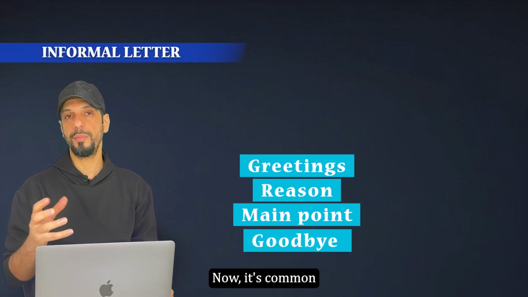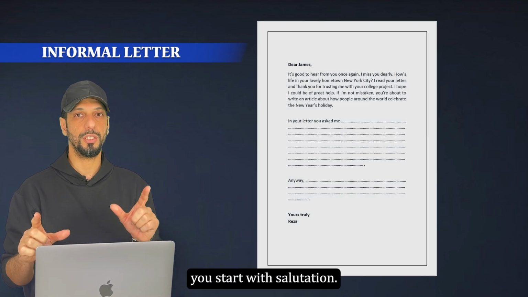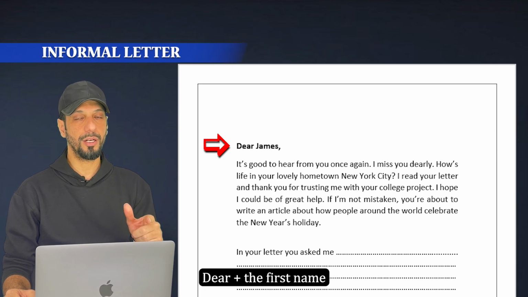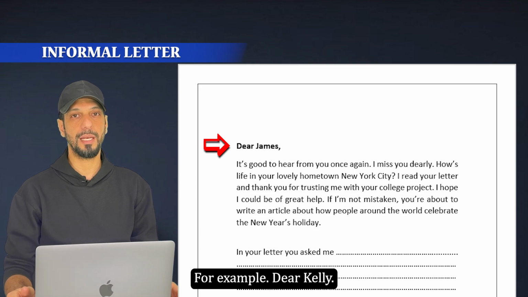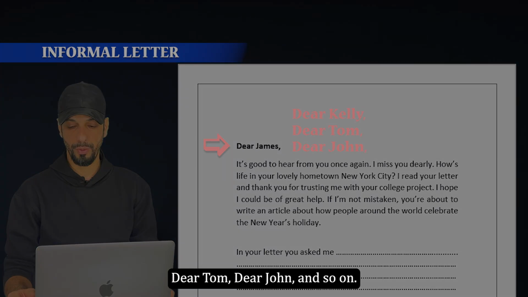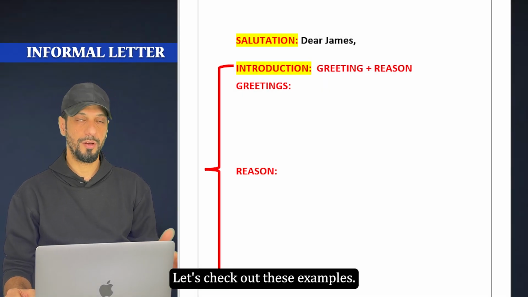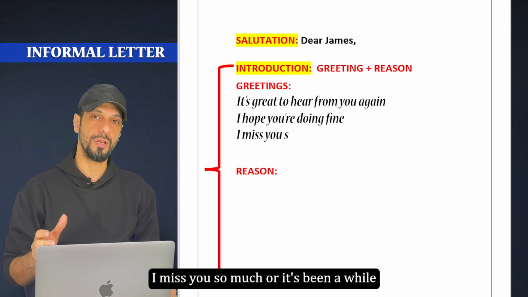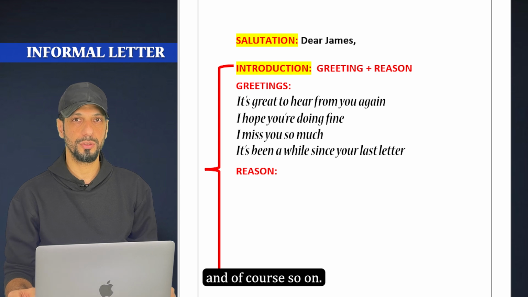Now, it's common that before you start writing an informal letter, you start with a salutation. What is a salutation? You start your salutation with the word dear plus the first name of the person you're writing a letter to. For example, dear Kelly, dear Tom, dear John, and so on. As for the greeting part, let's check out these examples. It's great to hear from you again. I hope you're doing fine. I miss you so much. Or it's been a while since your last letter, and of course, so on.